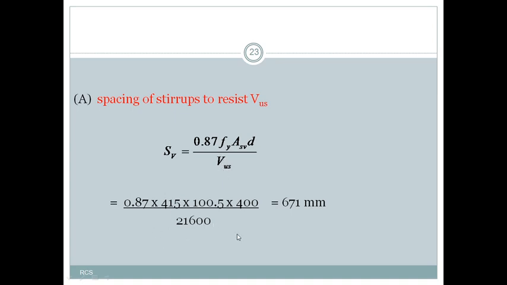This I have converted into newtons. Then if we calculate this, we will get 671 mm. Spacing with respect to criteria A is 671 mm.